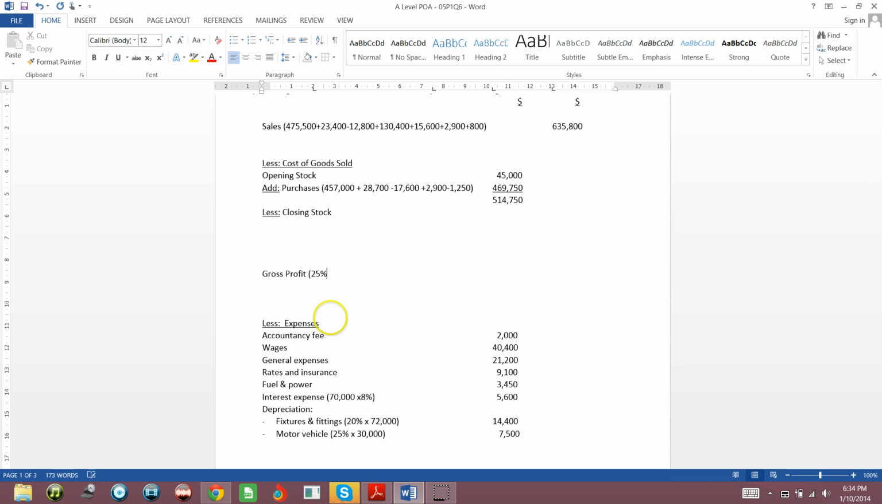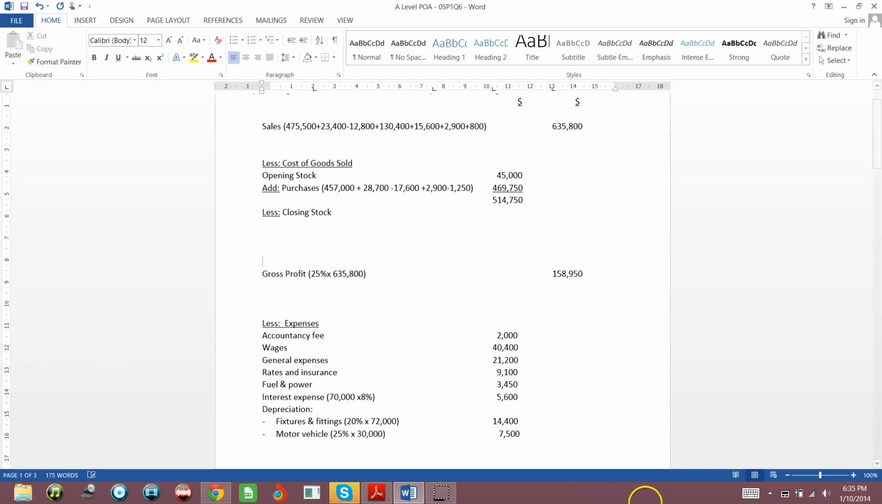So the gross profit is 25% times 635,800. Now you use your calculator to count your gross profit: 635,800 times 0.25 will be 158,950. So this is my gross profit.